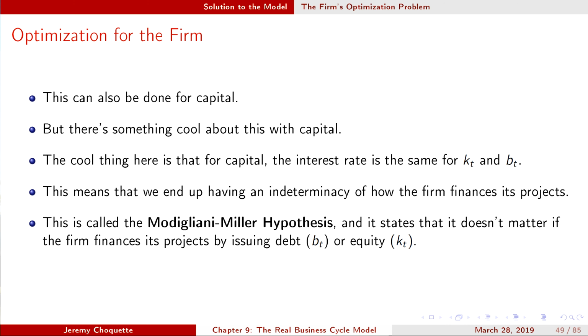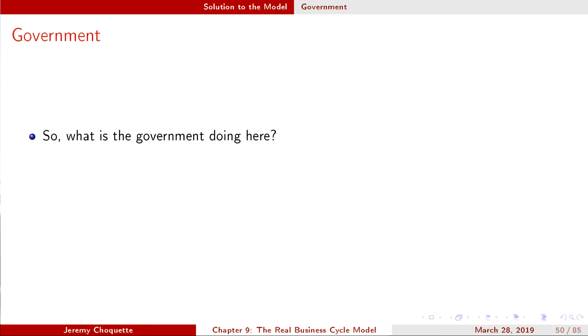Well, what this hypothesis says is that it doesn't really matter how the firm finances its projects, because the value of the firm, if the owner of the firm wanted to sell the firm, then the value of that firm, if the Modigliani-Miller hypothesis holds, meaning the interest rate is the same for capital and bonds, and there's this indeterminacy of how the firm finances its projects, the value of the firm is unaffected whether they issue equity or debt. So that's an interesting finding, actually, and that really has some interesting conclusions for macroeconomic analysis.